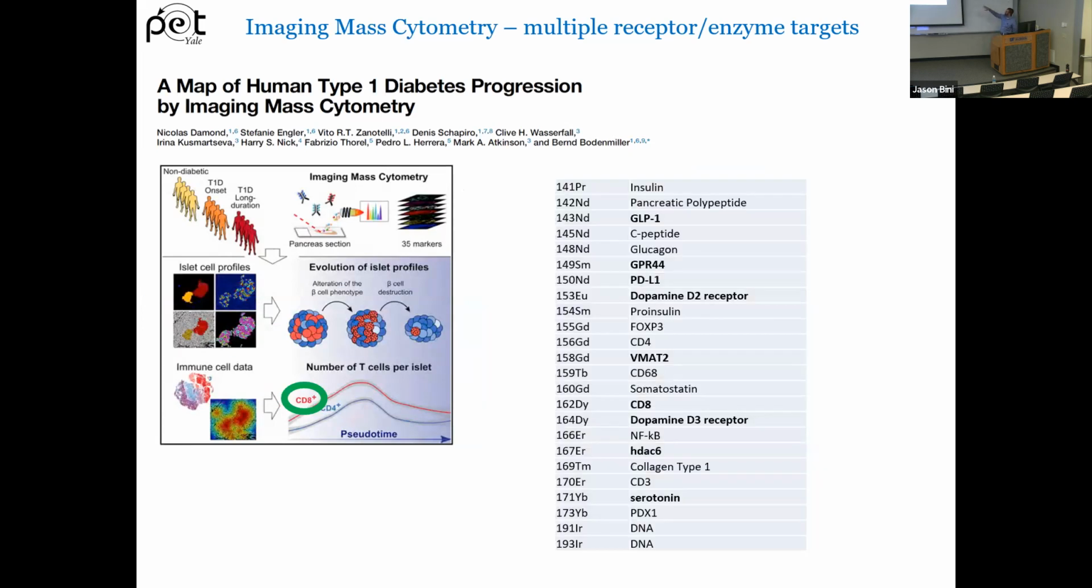The highlighted, bolded ones here are all PET imaging techniques that we have that have been proposed for beta cell mass imaging. And can we now look at those in the co-localization with other immune cells and different phases in type 1 diabetes progression?